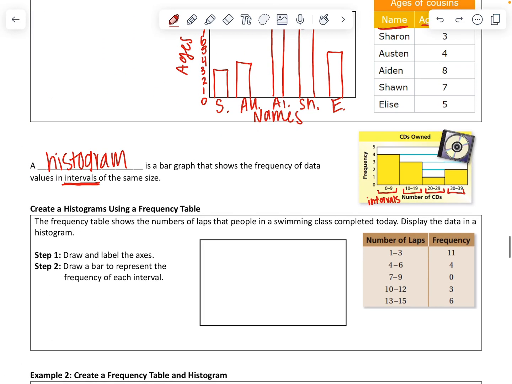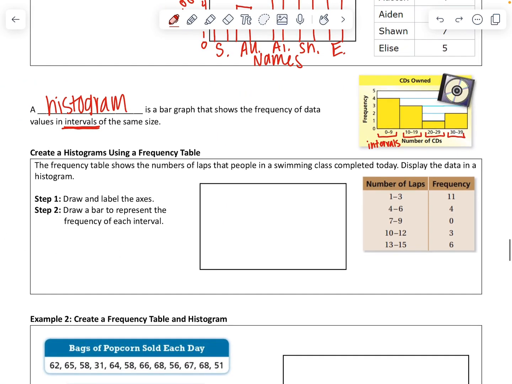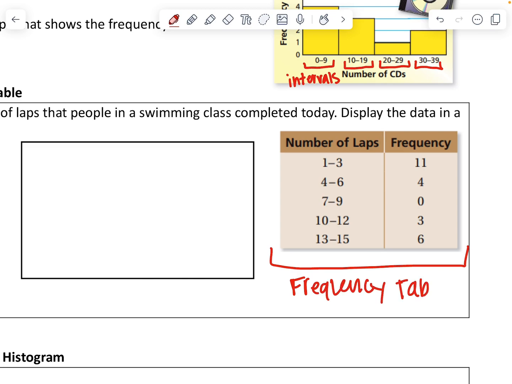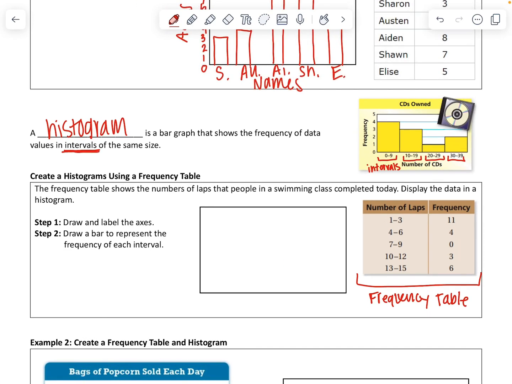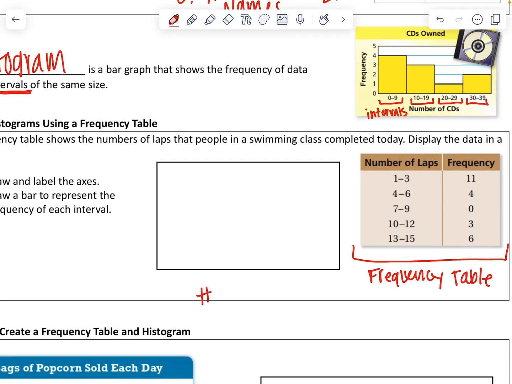The frequency table shows the numbers of laps that people in a swimming class completed today. Display the data in a histogram. So this is a frequency table. Frequency tables usually come with histograms. That's how you put the data into a table. To do this, we're going to put number of laps on the bottom, and then frequency is going to go on the right.